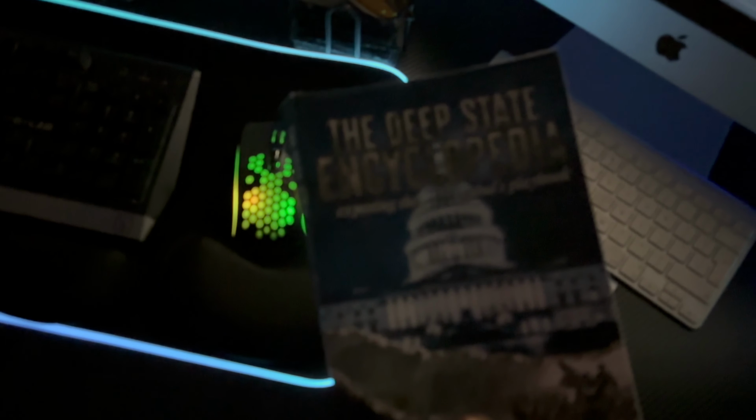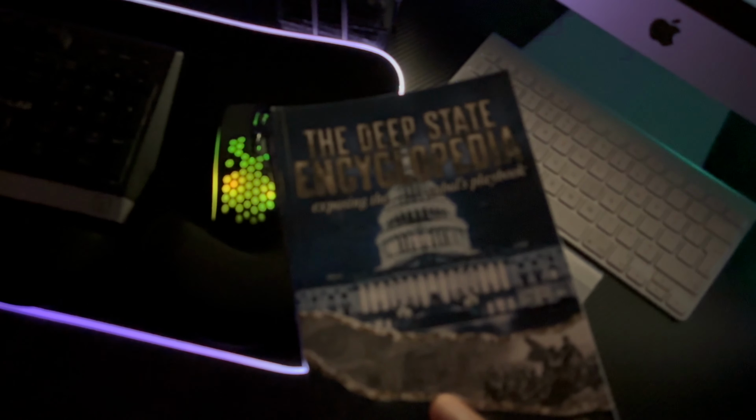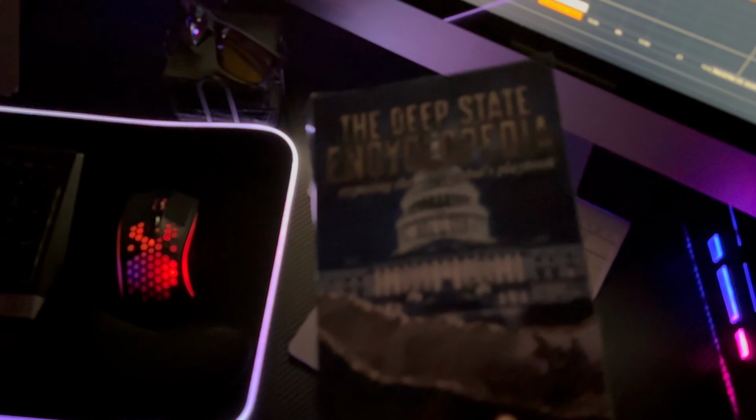And we have this, not a trading book, but the Deep State Encyclopedia. So go check that out. So it's not a trading book, but it's just a nice little reference I have. And it's really just to give back to Really Graceful, who produce a lot of alternative content on YouTube.